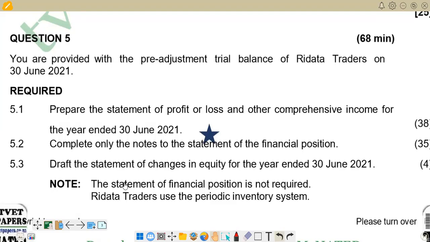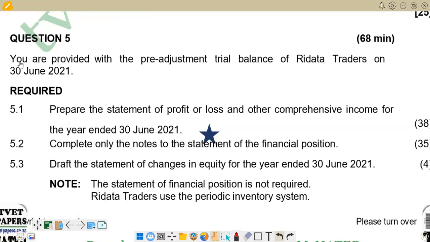Today we want to look at the question again, still on November 2022. This is question 5, and it's a question on statement of comprehensive income, and it also requires us to prepare notes to the statement of financial position and also draft the statement of changes in equity for the year ended 30 June 2021. Right.